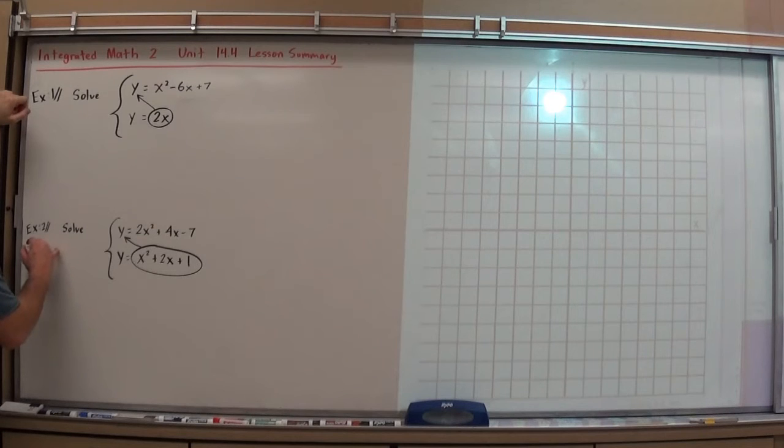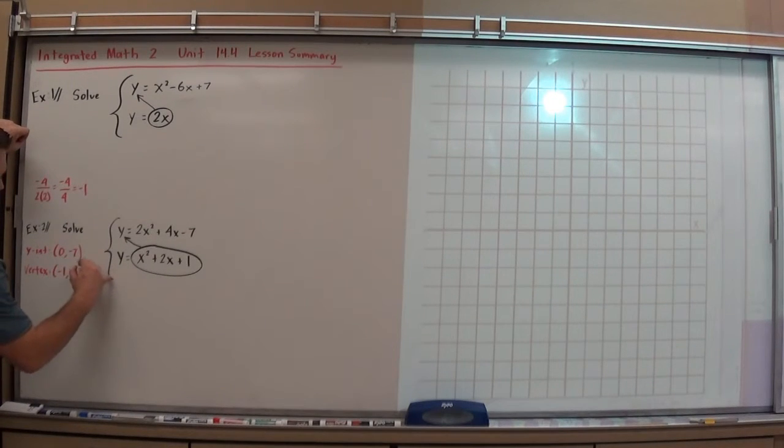Okay, the y-intercept for the top quadratic is (0, -7). I can get that from the c value. Okay, let's get the vertex. The axis of symmetry, this one would be -b over 2a, -4 over 2 times 2 this time, so -4 over 4 is -1. So my vertex is at x = -1, comma something.